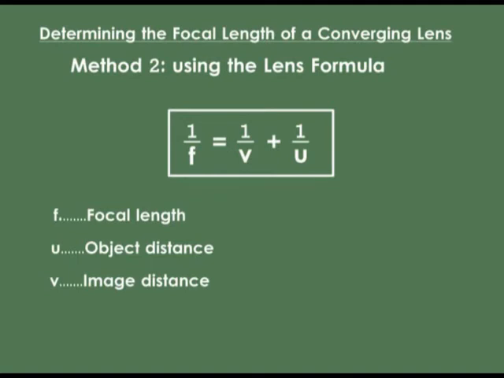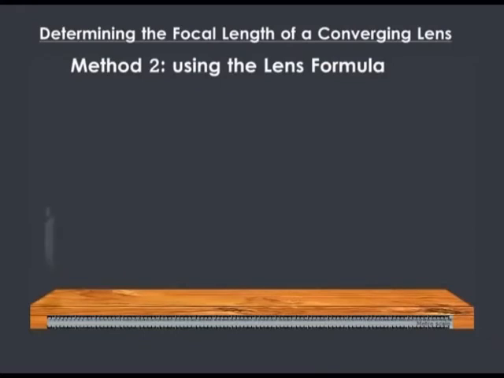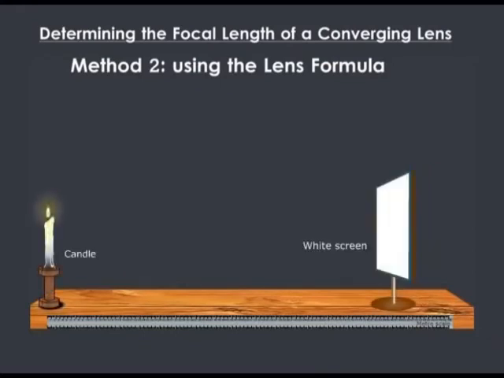Method 2, using the lens formula, 1 over f is equal to 1 over v plus 1 over u, subject to some changes depending on the case at hand. Now arrange a candle, a screen, and a convex lens as shown here. Adjust the position of the lens so that a blurred image of the candle is obtained on the screen. Now move the screen back and forth until a sharp image is formed on the screen.